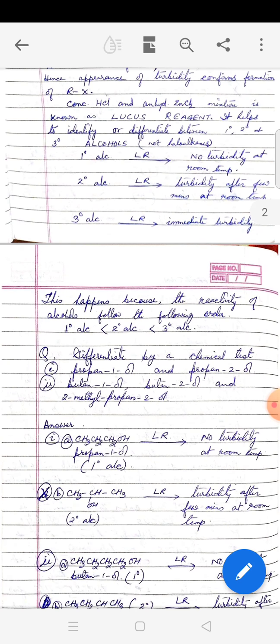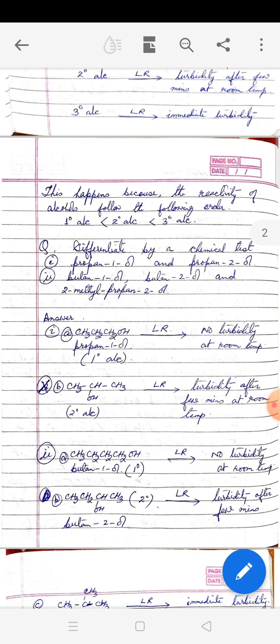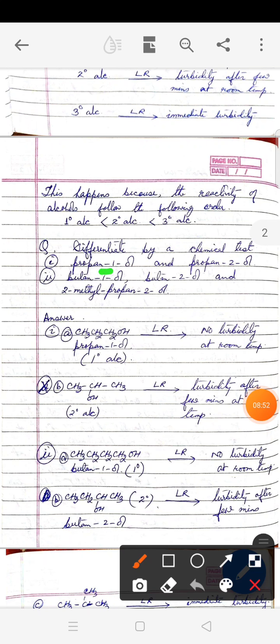So to understand this, I have given you this question. This type of question is always asked in the exam. Differentiate by a chemical test propan-1-ol and propan-2-ol. As you can see, both the alcohols have 3 carbons. In both the compounds, the functional group is alcohol. But in what way are they different? They are position isomers. In one, the OH is attached to carbon 1. In the other, the OH is attached to carbon 2. Whenever any functional group is attached to carbon 1, you know immediately it is primary. And here it is attached to carbon 2, that means it is secondary.